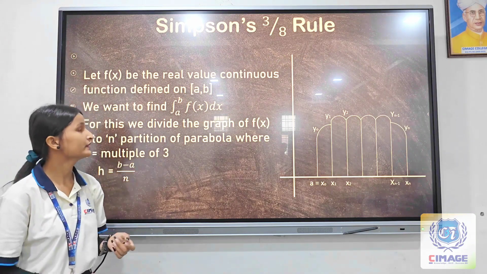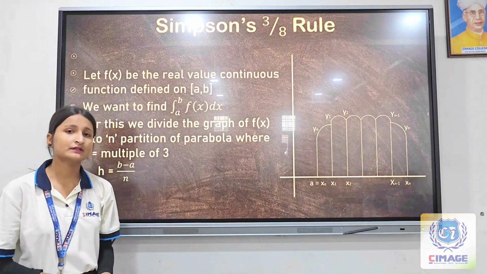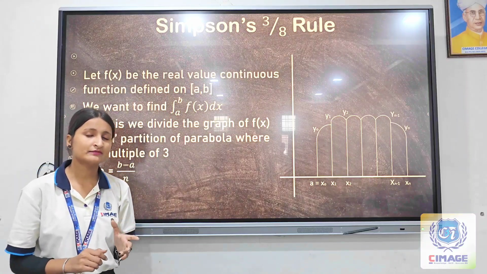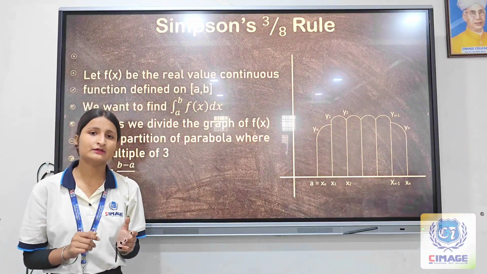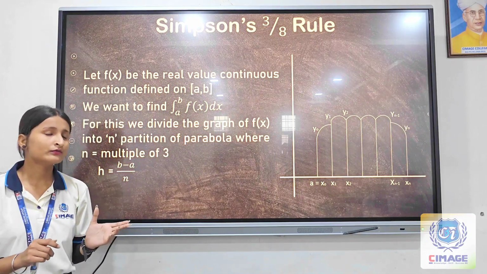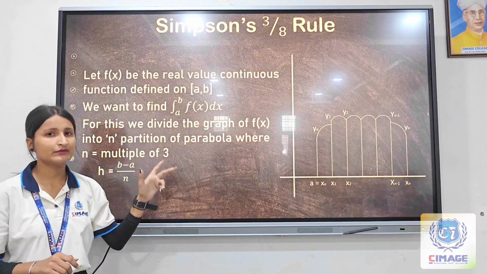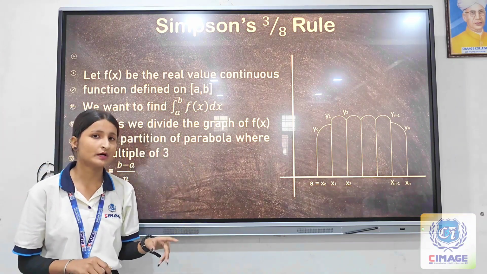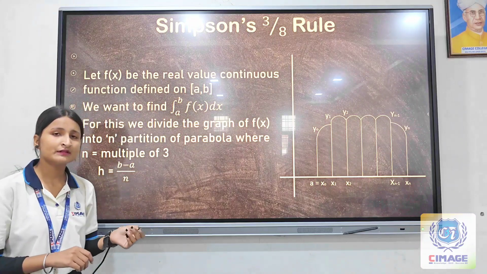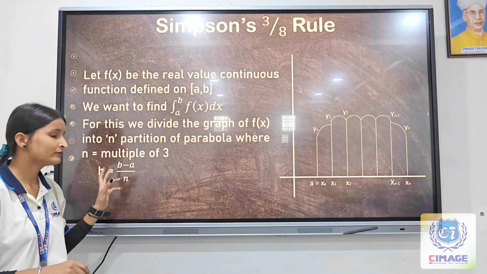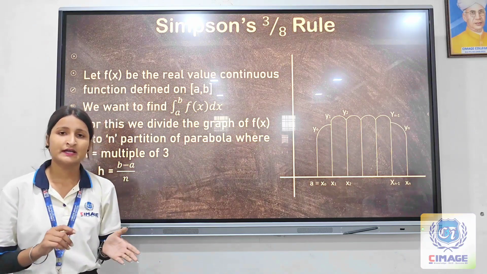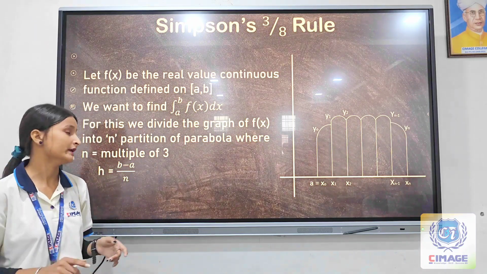Now Simpson's 3/8 rule. In order to prove Simpson's 3/8 rule, let f(x), a function of the variable x, be a real-valued continuous function defined on the closed interval a to b. And now we also have to find the integral of f(x) dx from lower limit a to upper limit b. Here we divide the graph of f(x) into partitions of parabolas where n is a multiple of 3, and we take the value of h as b minus a upon n.